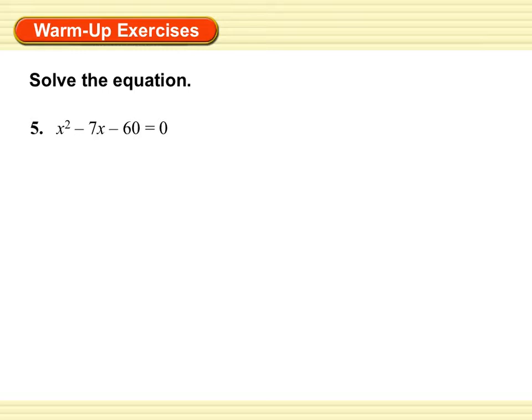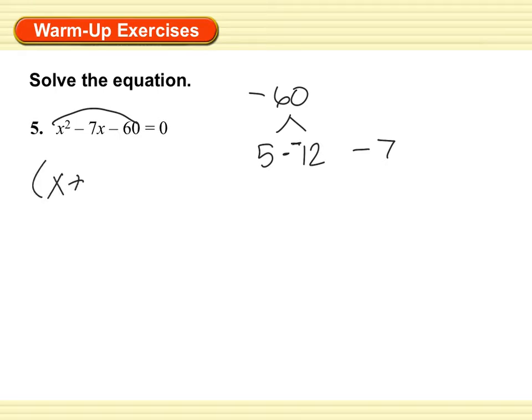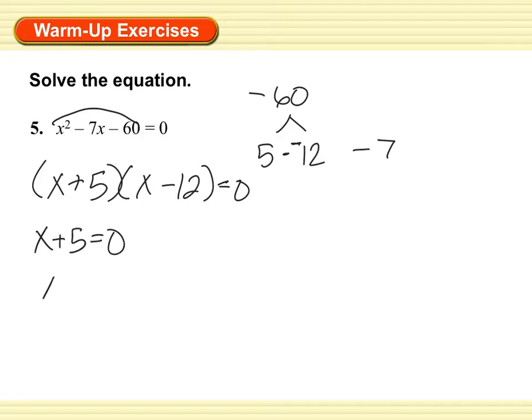Okay, solve the equation. Ooh, let's remember this. A times c is negative 60. So two numbers that multiply to negative 60 and add to negative 7. 5 times 12, where the 12 is negative, gives me negative 60, and if I add those, I get negative 7. So x plus 5, x minus 12 equals 0. If I solve, I'm reminding you here, x equals negative 5, x equals 12.